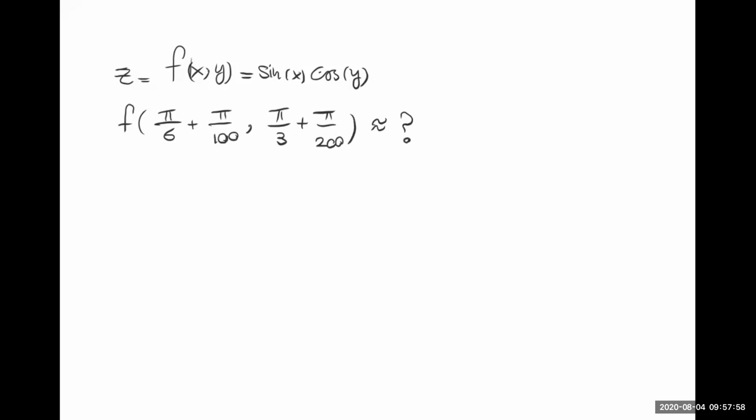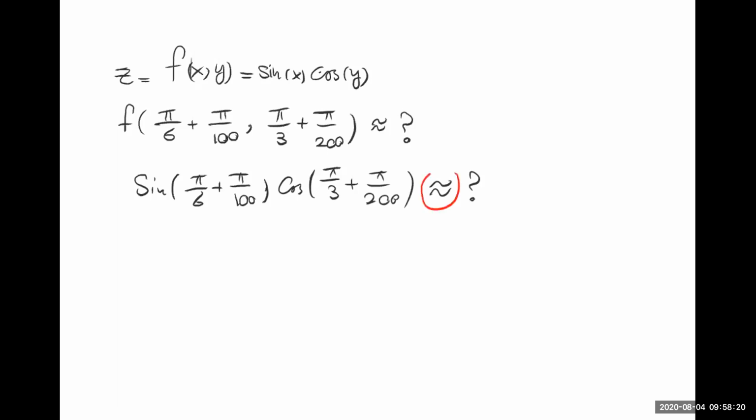So I would give you maybe 2 minutes to find this approximation. What is the value of sine of pi over 6 plus pi over 100 times cosine of pi over 3 plus pi over 200 approximately? And I should also say this is the notation for approximately. It doesn't mean it is equal to, it means it's almost equal to something. It's an approximation. Okay, think about it for a few minutes.